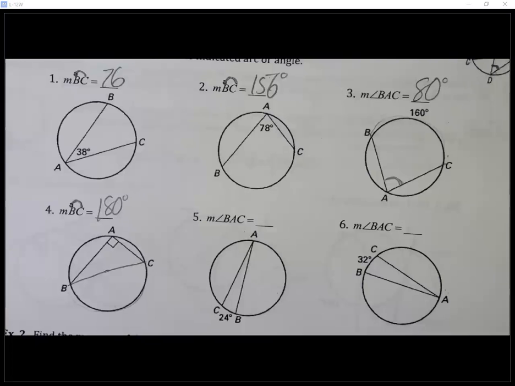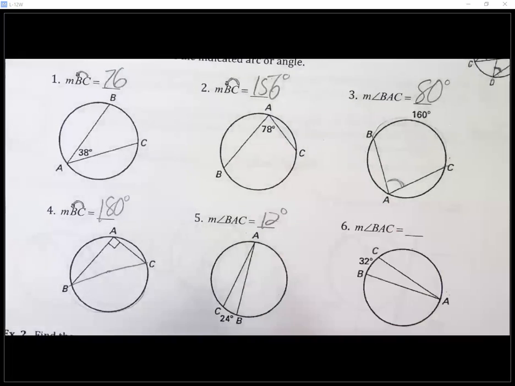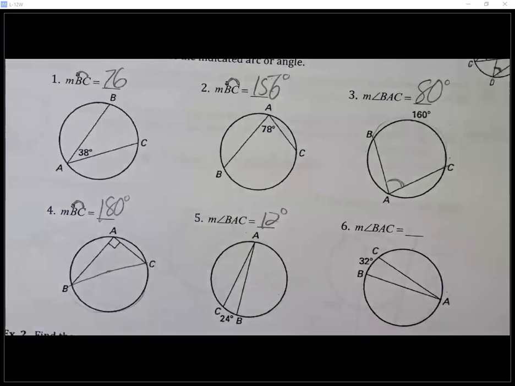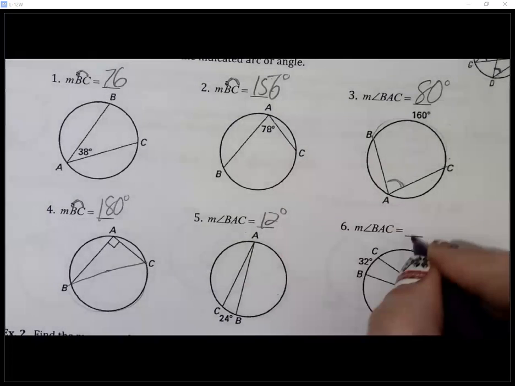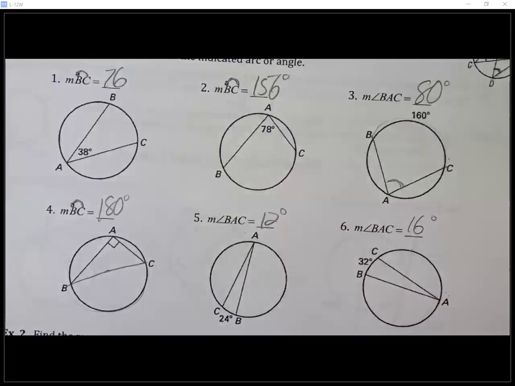Do you want some help? It is 12. If you have the arc, you just take half. Deanna, 6, what'd you get? 16, that's it. Okay, so we're all right there. You have the arc, you take half. If you have the angle, you double it, right? You got to remember that the arc is always bigger.